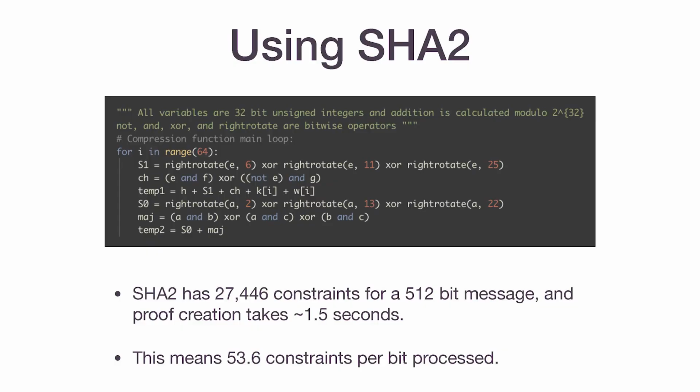So this leads to a proof for a SHA-2 hash having about 27,000 constraints, which is huge, for a 512-bit message to be processed. And one of these proofs takes 1.5 seconds, which maybe isn't that bad by itself, but if you want to do multiple of these, it's going to be terrible. This means it's about 54 constraints per bit processed. So you're doing almost 54 multiplications for every bit you're processing. It just looks like we have a lot to improve here.